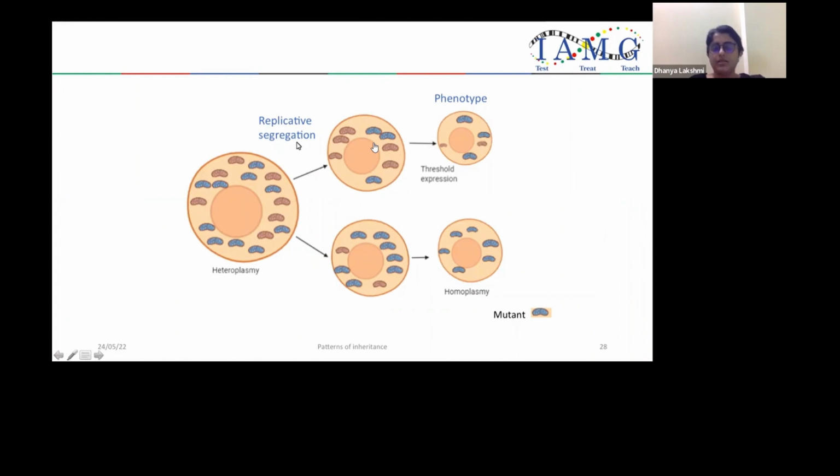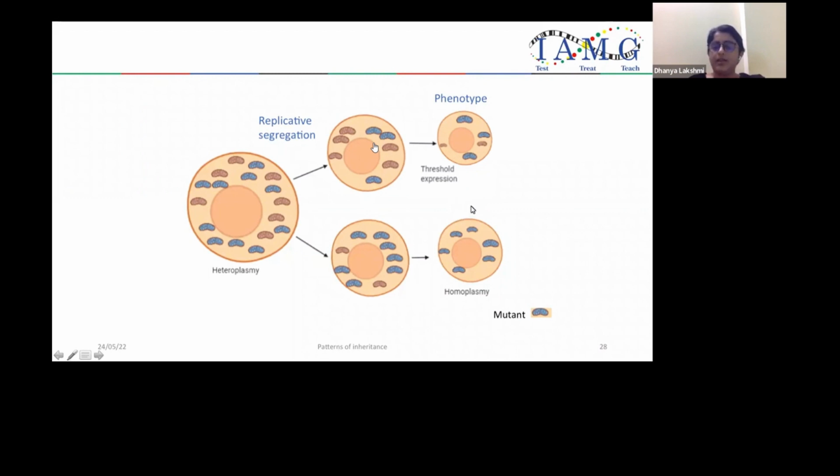And the mitochondria will be assigned to each of the daughter cells randomly. And this process is known as replicative segregation. And only when the number of mutant mitochondria is beyond a particular threshold, phenotypic expression would be manifested. So this phenomenon is known as threshold expression.